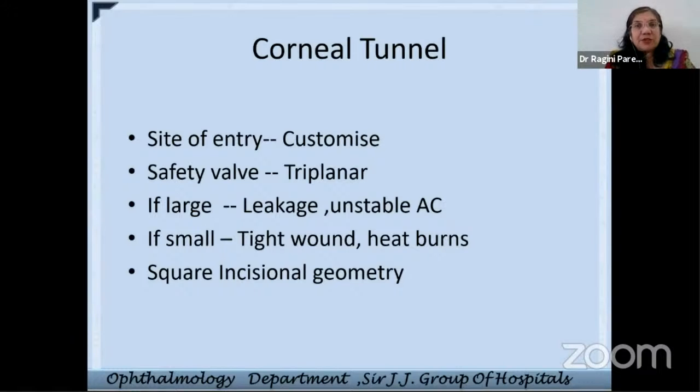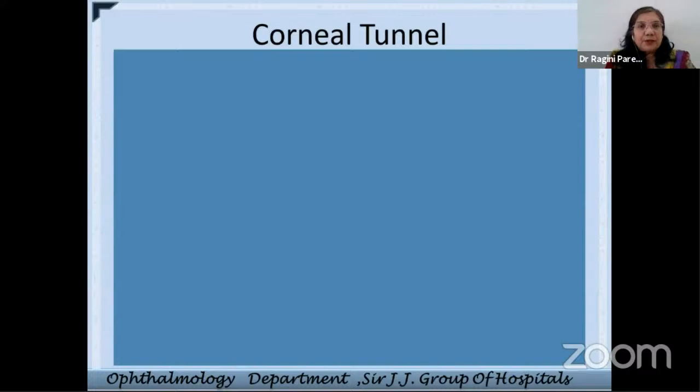The corneal tunnel is triplanar, and you have to be very, very careful because if it is large, there will be leakage and the anterior chamber will be unstable. And if it is small, the wound will be tight and there will be heat burns and the wound will be disturbed. It is very important to maintain the square incisional geometry while making the corneal tunnel. So here we will see a video of the corneal tunnel.